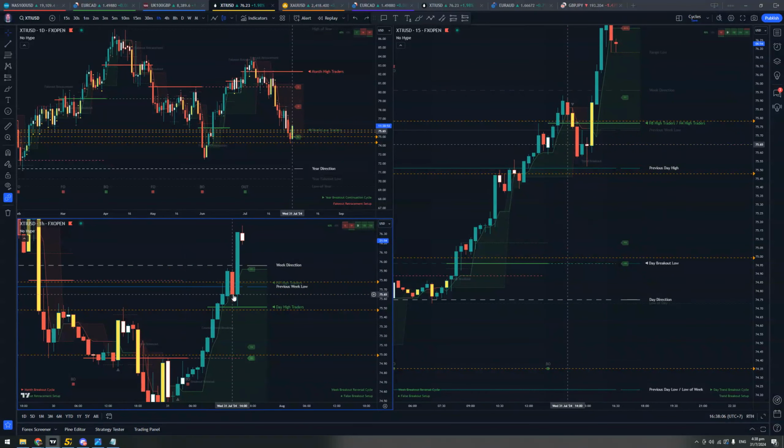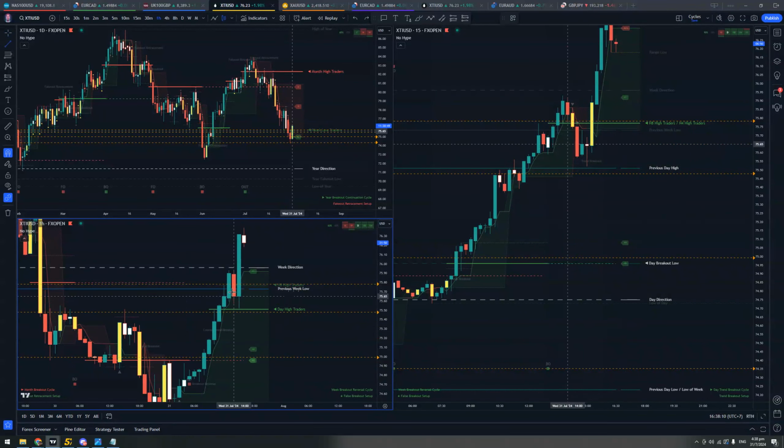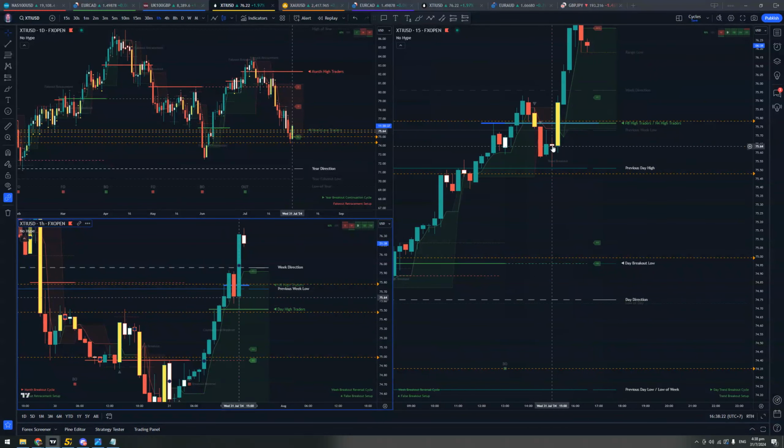And then when it came down, it didn't close below the previous day high. So the previous day high is still bullish. I have the H1 breakout level here. It's right in the middle of it. Still bullish. And then the next bar came down and faked it out over here. Here's the H1. The next bar came down and came back up.